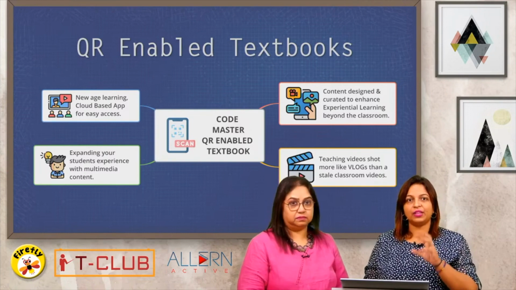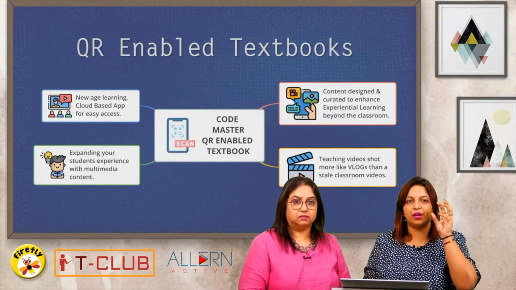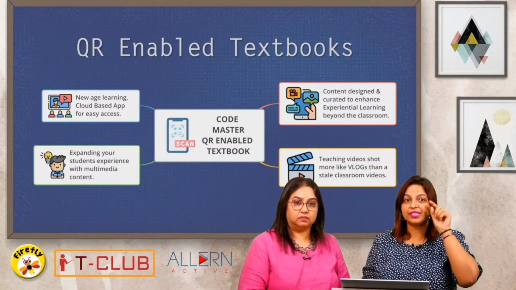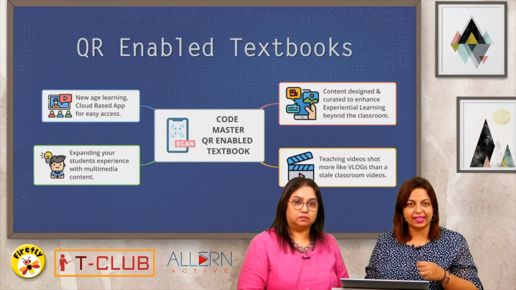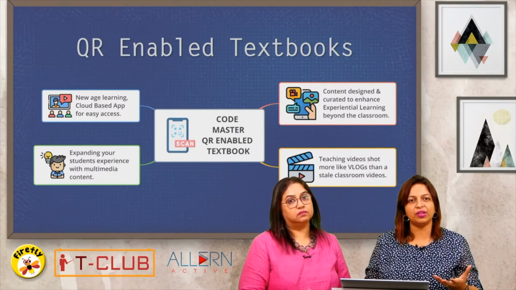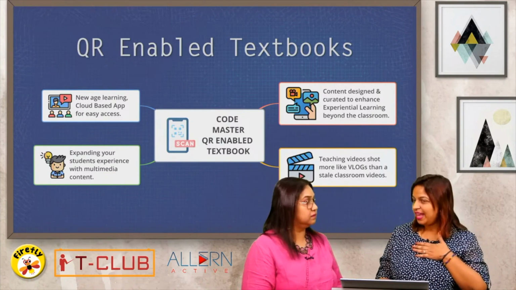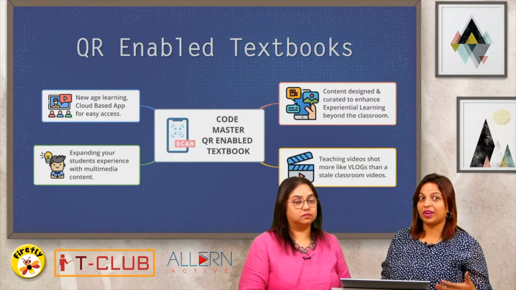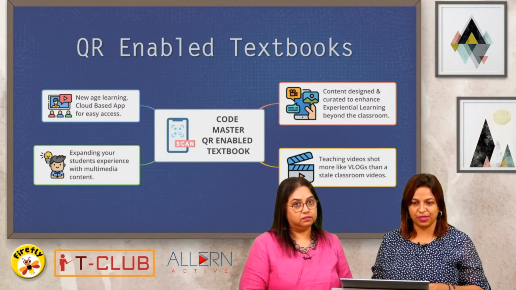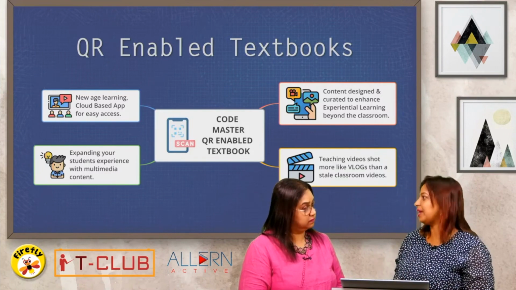So with each concept, we have bifurcated it into what we call vlogs, because they are video based blogs. So we have this QR there. Once you scan that QR, you come to a video which talks about the different types of loops. So I did my concept clearing, and now I can see where it can be applied, what the different types are, and what different applications can be made with the help of loops. So this is how the QR enabled Codemaster works.